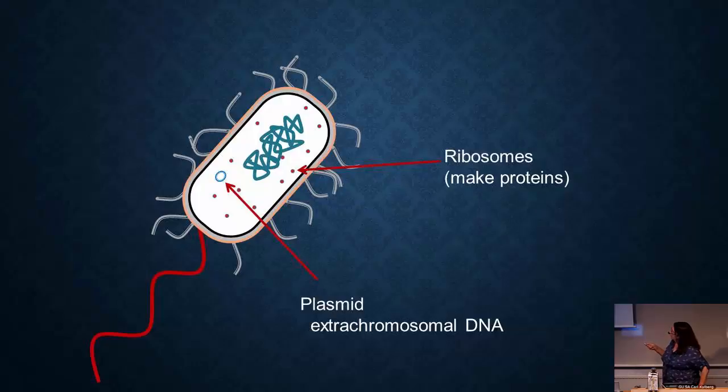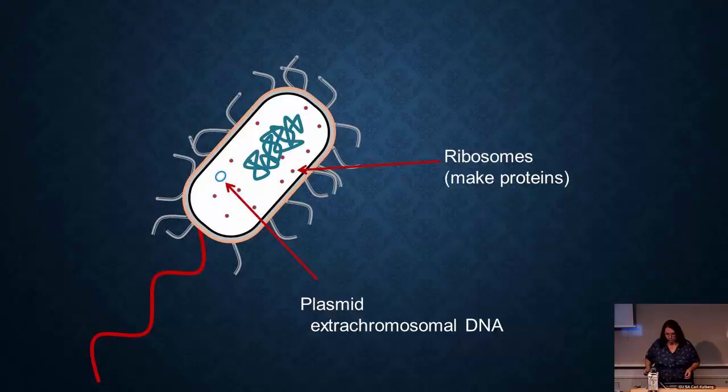We also have in this cell a plasmid. And what a plasmid is, is an extra chromosomal piece of DNA. So this is DNA that doesn't have to be part of the normal complement of genes in the cell, but it's extra chromosomal. It's a separate circle, usually, in the cell, which can carry, in light of this course, genes for antibiotic resistance. And we'll talk a lot about those next week.